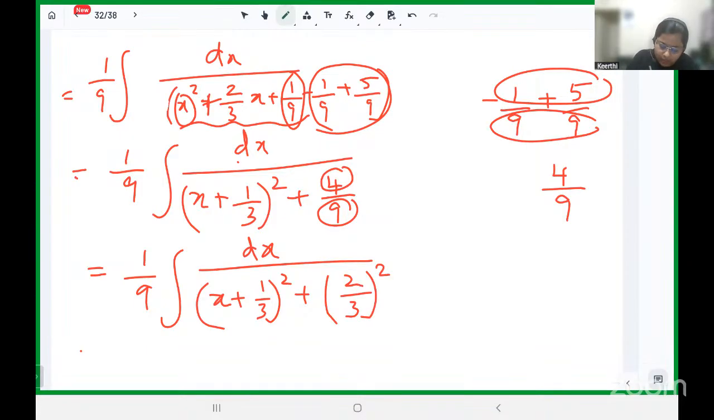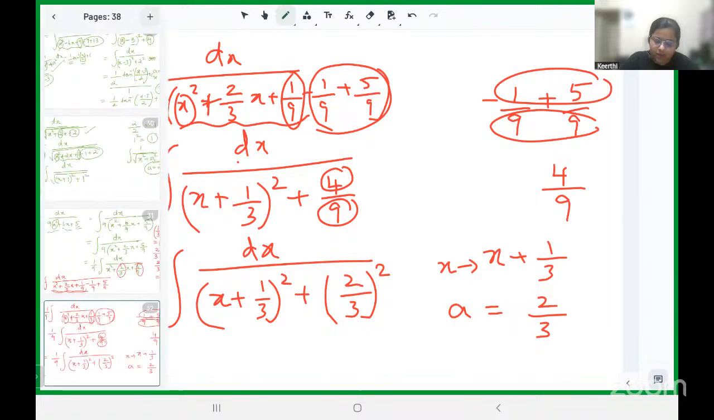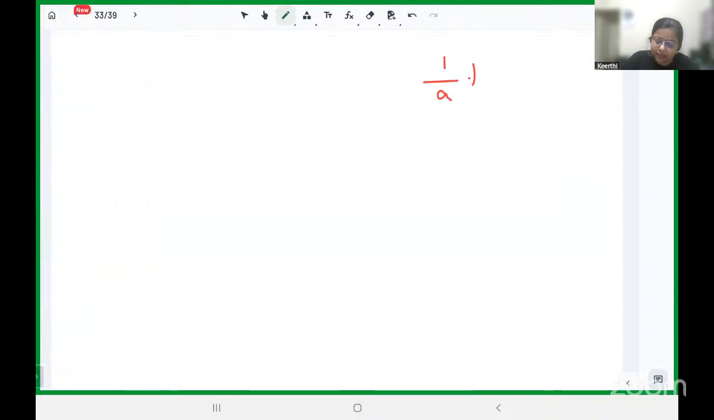Okay. So this is of the form 1 by x square plus a square. But in the place of x, it is x plus 1 by 3, and in the place of a, it is 2 by 3. The formula is 1 by a tan inverse of x by a plus c. So here in the place of x, it is x plus 1 by 3 and a is 2 by 3.